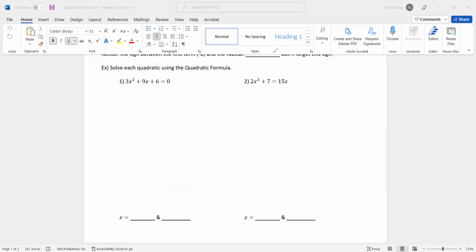2x squared plus 7 equals 15x. First of all, it's not equal to 0. That should stand out to you real quick. I need to get 15x on the other side. So I'm going to subtract 15x before I even identify a, b, and c, because to identify a, b, and c, I need to have it equal to 0. Now the -15x goes in the middle. It doesn't go after 7. It goes between 2x squared and 7. So now I've got a equals 2, b equals, instead of 15, it's -15, and c equals 7.